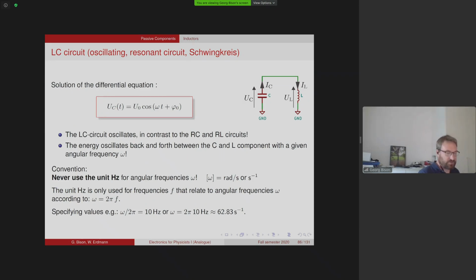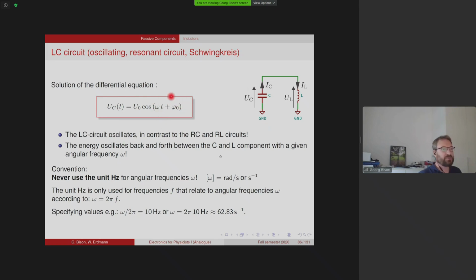Or using the laws of how cosine and sine is derived. You know, if you build the derivative of a cosine, you get minus a sine. If you build the derivative of minus the sine, you get minus a cosine. So there is where the sine comes in. Okay, so this is the general solution. And it means that this circuit oscillates and that the energy oscillates back and forth between the capacitor and the inductor. This all happens at a given angular frequency, omega 0.